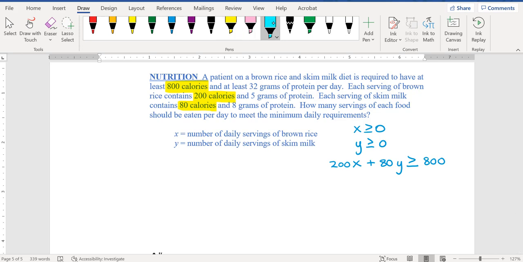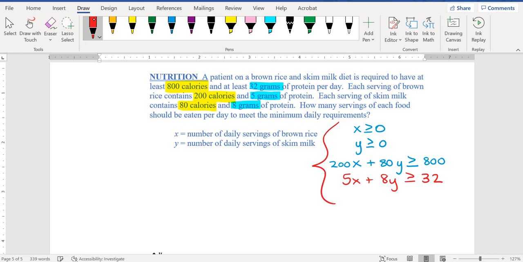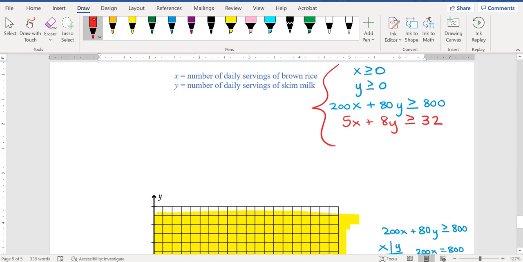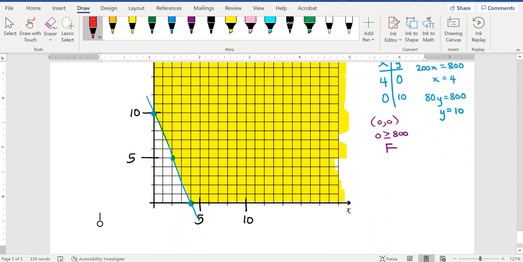So I need at least 32 grams of protein. Brown rice has 5 grams of protein per serving, and skim milk has 8 grams of protein per serving. So my last inequality would be 5x plus 8y has to be greater than or equal to 32. So this is my system of linear inequalities.